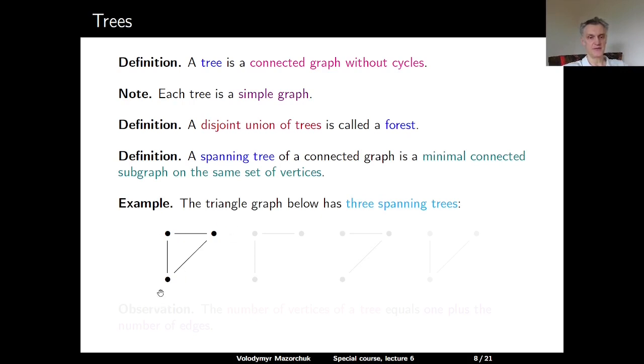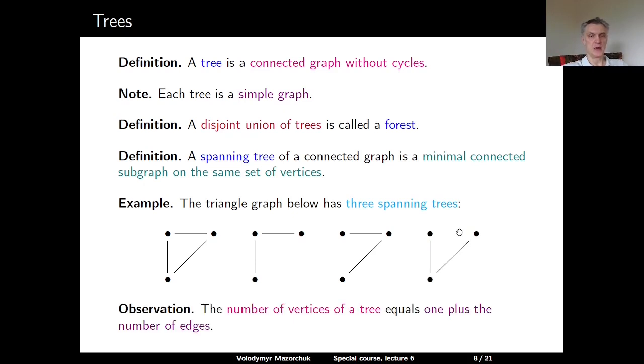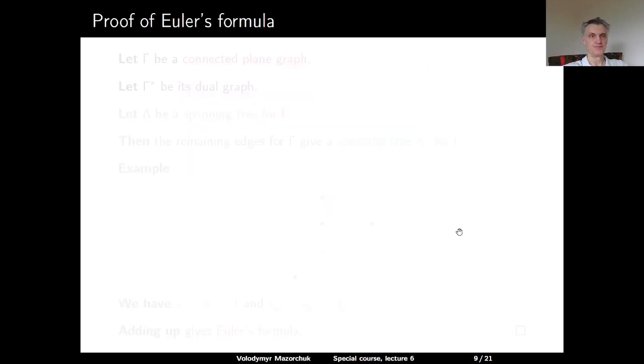Here is an example. The triangle, the full triangle, the graph which consists of 3 vertices and 3 edges between them, has 3 spanning trees. We can leave one edge out. There are 3 ways to do it. So we leave this edge, or this one, or the third one. So this graph has 3 different spanning trees. Also, it is easy to note that the number of vertices of a tree equals 1 plus the number of edges. That's very easy to prove by induction.